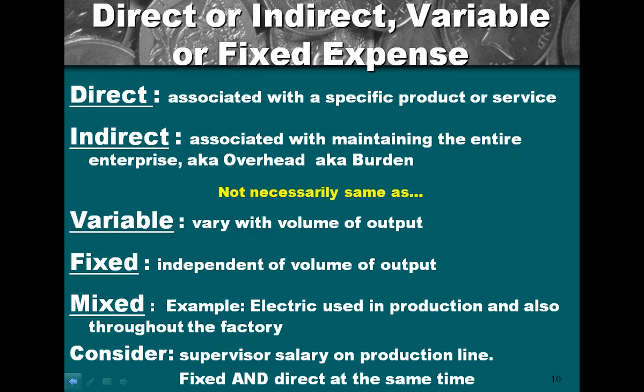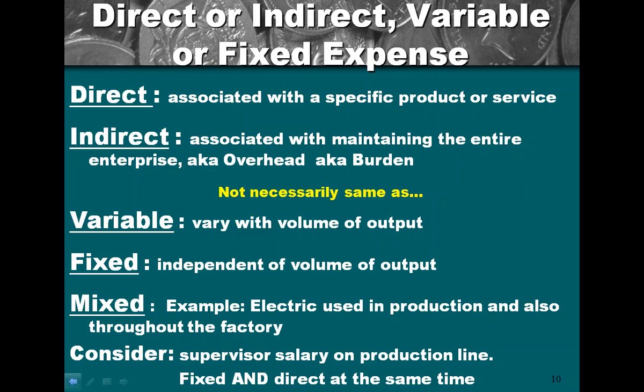Now, there's another set of distinctions in expenses that appear to be the same: variable and fixed. So you say, well, variable, yeah, the wood's variable. The more tables you make, the more expenses you're going to have. Fixed, doesn't matter how many tables you make, you're going to pay the same amount of rent. But they're not quite the same. So I'll get into that in a second. Variable means varying with volume of output. Sounds like direct, but we'll go there in a minute. Fixed means independent of the volume of output.